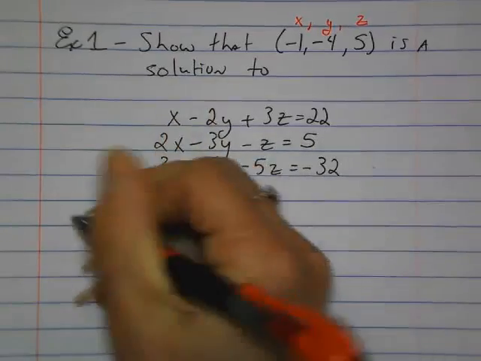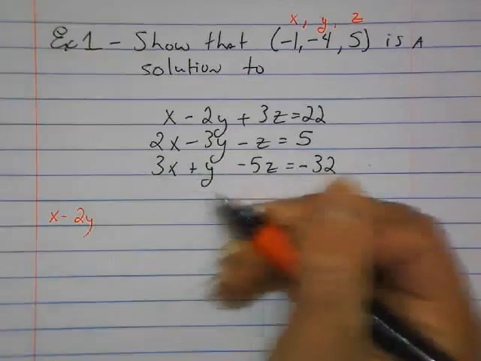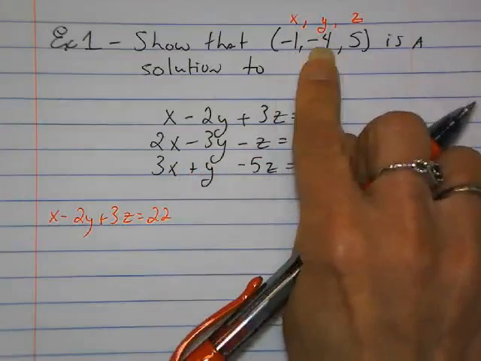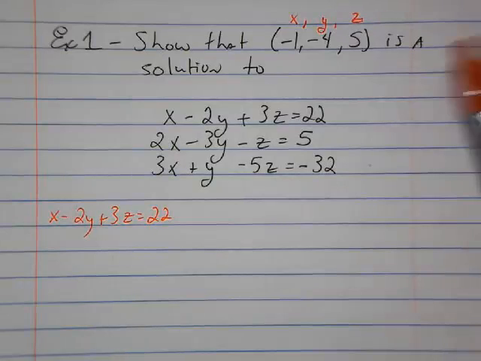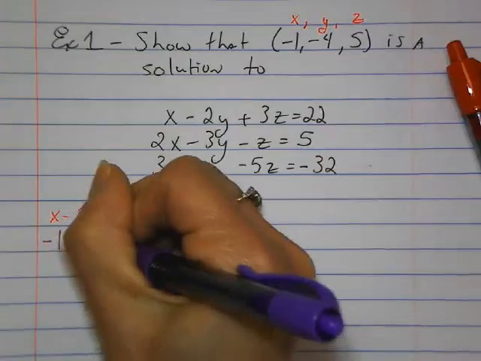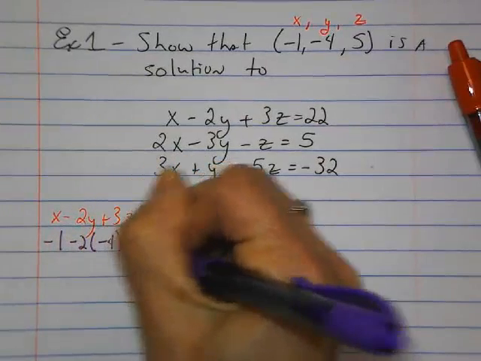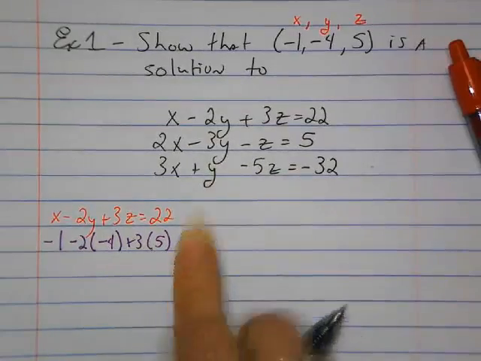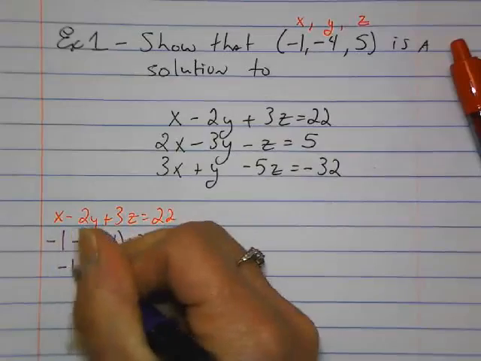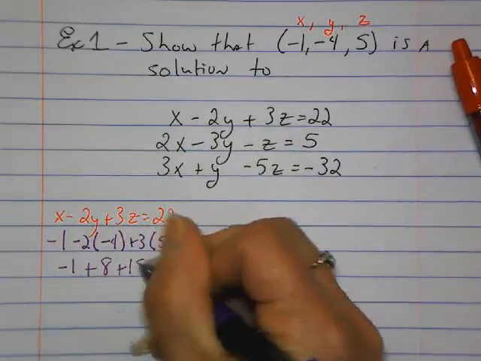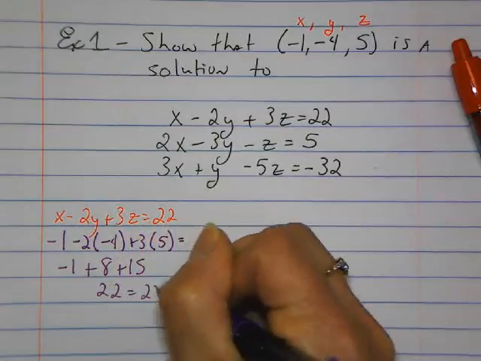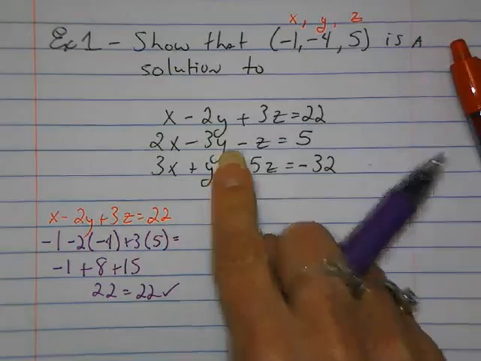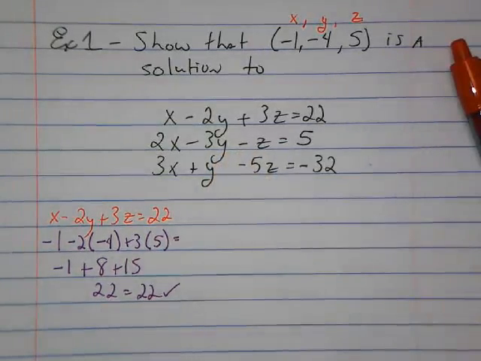So first I'm going to take x minus 2y plus 3z equals 22. I'm going to plug in the x, the y, and the z into this equation. So x is -1, minus 2 times y is -4, plus 3 times z, z is 5, and now I want to show that that's equal to 22. So I get -1 plus 8 plus 15, so 22 equals 22. So it works there. But you're not done. You now have to show that it works in the middle one, and then you have to show it works in the last one.